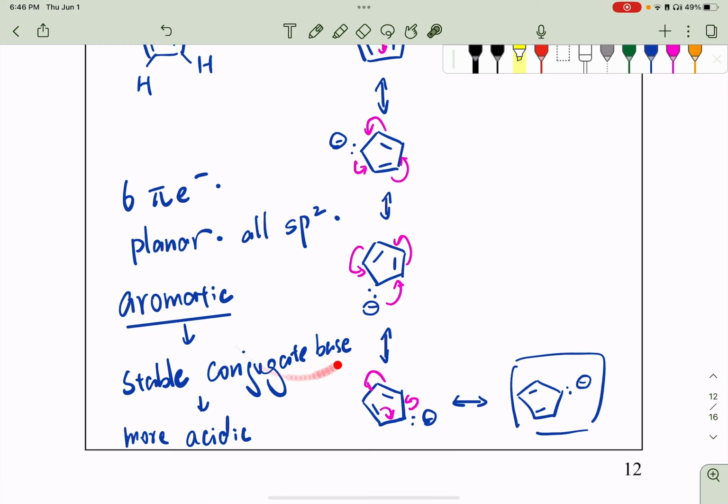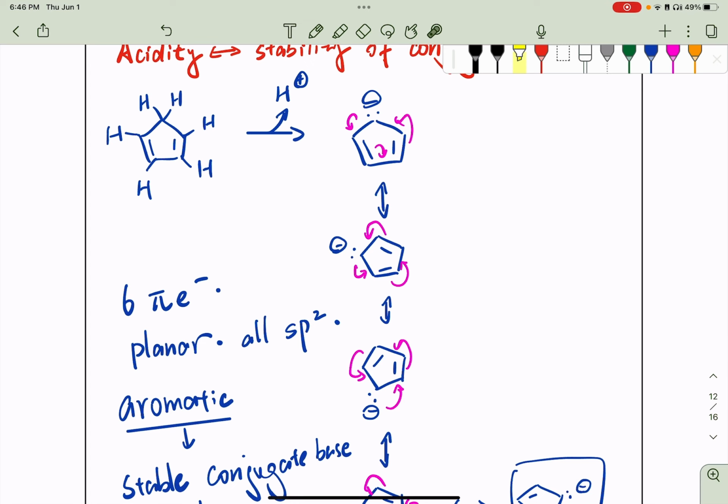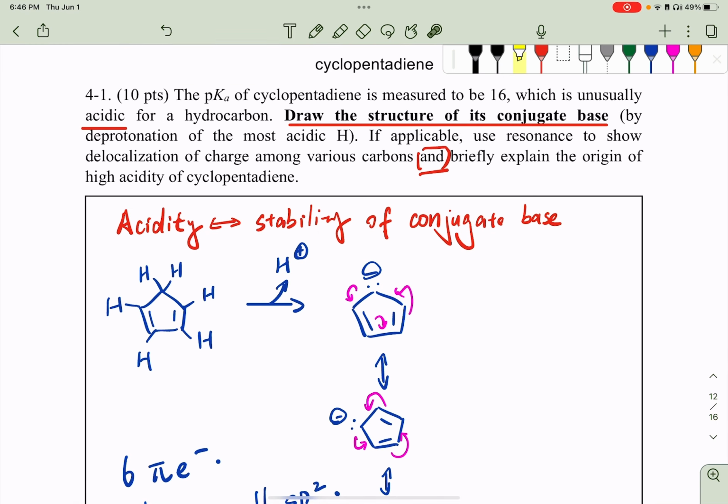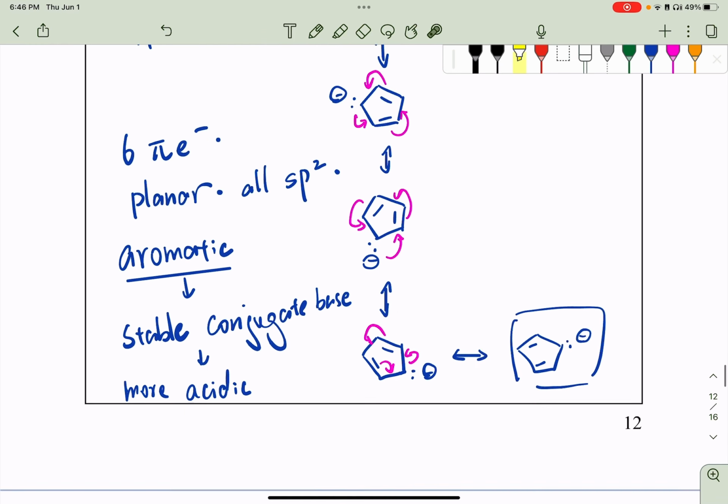So for this exam, you also get credit if you're just saying it's more acidic because of the resonance delocalization. But the reality of this molecule being super acidic is because of the aromaticity. Okay, keep going.